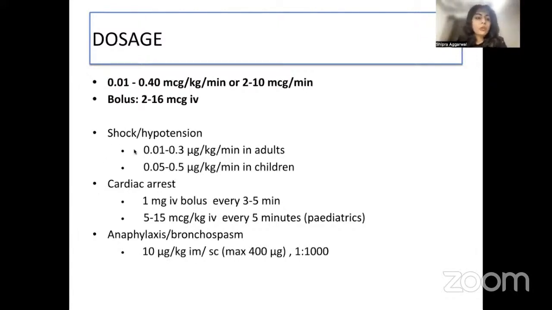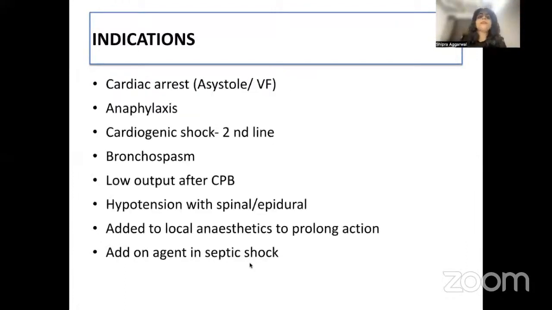It could be used for treatment of shock or hypertension. If used for cardiac arrest, it has to be given as 1 milligram bolus every 3 to 5 minutes. If used for anaphylaxis or bronchospasm, it can be used in a dose of 10 mics per kg intramuscularly or subcutaneous up to a maximum dose of 400 micrograms.